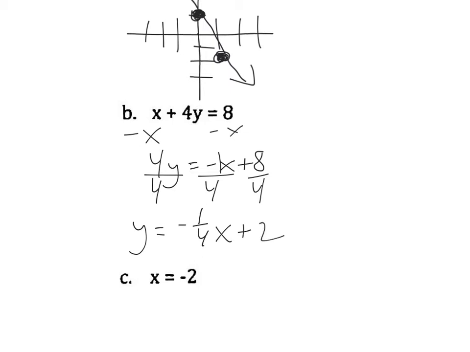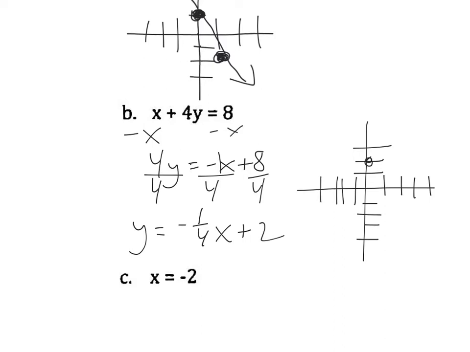And so when we graph that, we put our y-intercept at 2. So y-intercept at 2. And then we use our slope of negative 1/4. So from that y-intercept, we go down 1, right 4. And we can draw our line. And there you go.